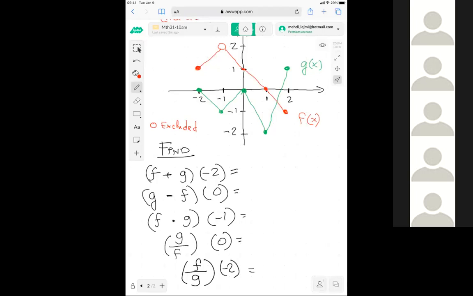Hey guys, I don't know if you are done. But if you are done, then I can solve the exercise here. So for number one, any guess? f plus g of negative two. What would be the answer for f plus g of negative two?